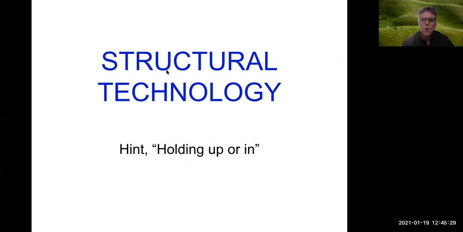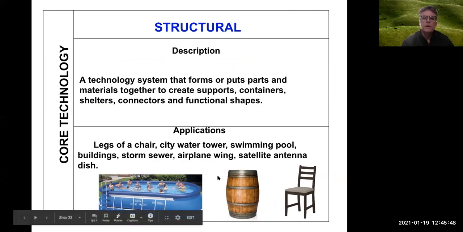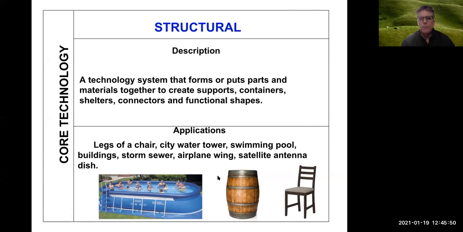Structural technology, holding up or in. Structural technology is a technology system that forms or puts parts and materials together to create supports, containers, shelters, connectors, and functional shapes. Okay, a barrel is a functional shape. The examples are legs of a chair, city water tower, swimming pool, buildings, storm sewer, airplane wing, satellite antenna dish. Those are all structures, right? They are structural engineering.